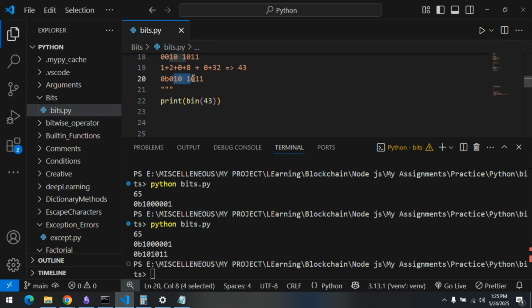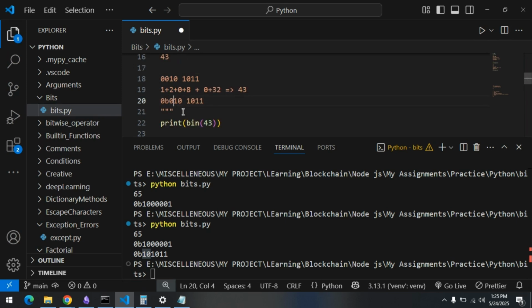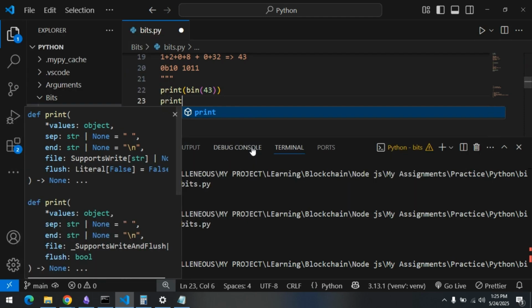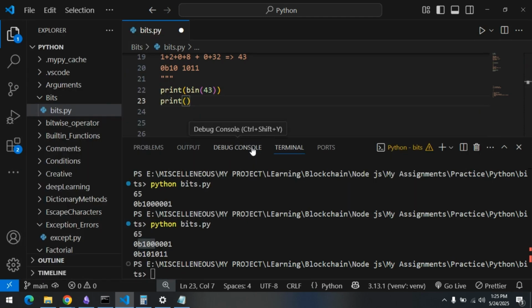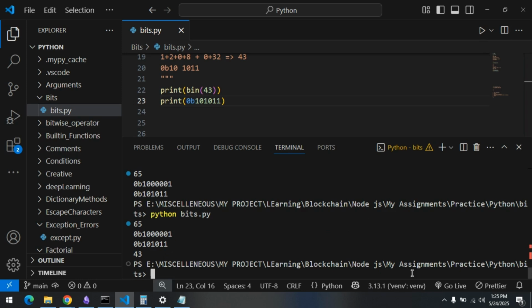So if we were to represent it in binary code, it would look something like this: 1 0 1 0 1 1. Let's try it out and use the bin function again. 43, and there you go. 0b 101011. Okay, so it's okay, you can add as many zeros as you want.